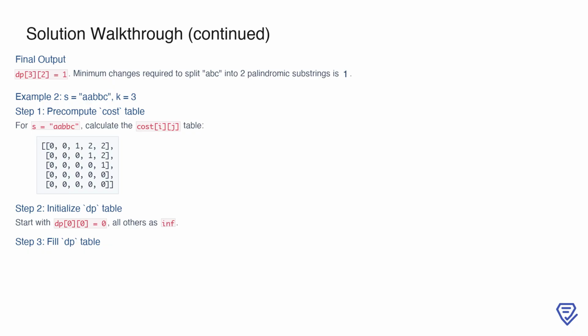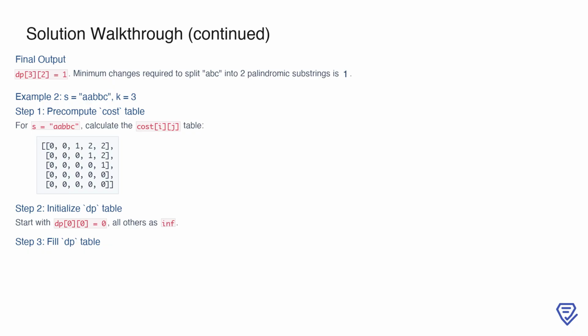Now, let's look at a more complex example with S equals AB and K equals 3. The first step remains the same, pre-computing the cost table. For this string, the cost table reflects the number of changes needed for substrings like AA, BB, and others. For instance, no changes are required for AA or BB, while 2 changes are needed for AB to make it a palindrome. Once the cost table is complete, we initialize the dp table, again starting with dp[0][0] equals 0 and setting all other entries to infinity. Using the same process as before, we then compute the minimum changes for each substring and partition count.